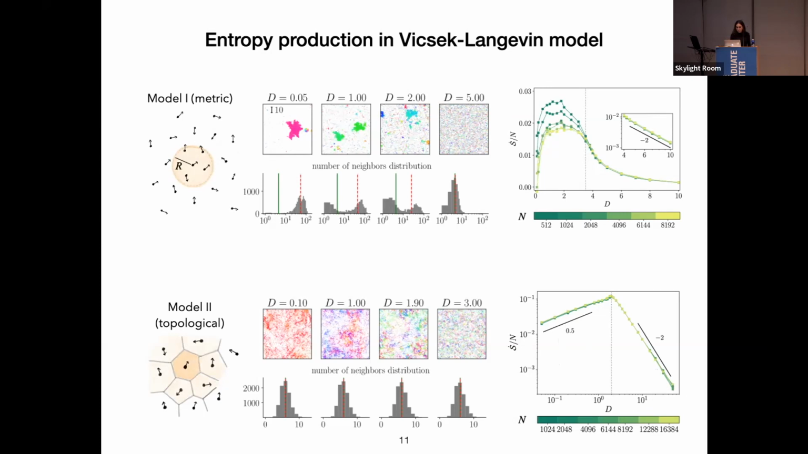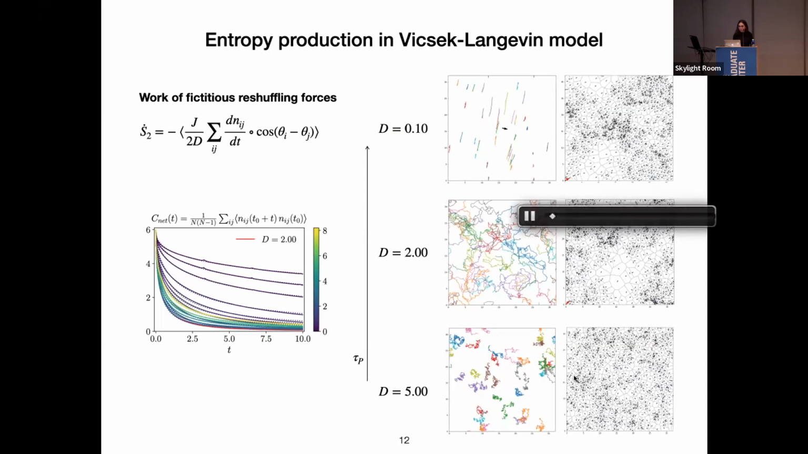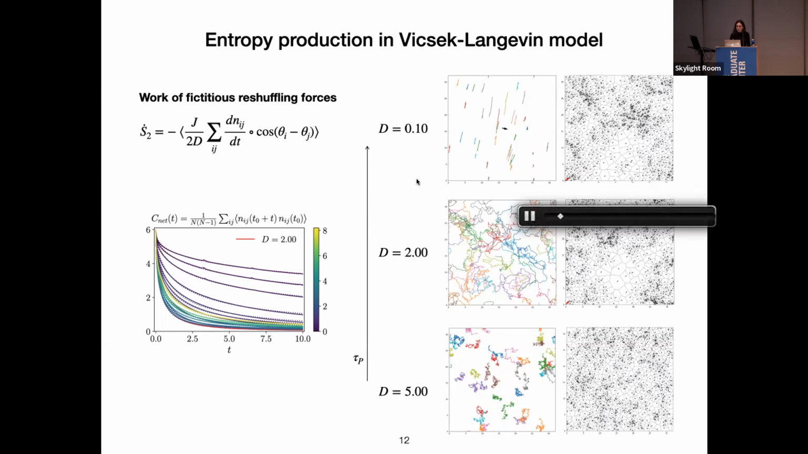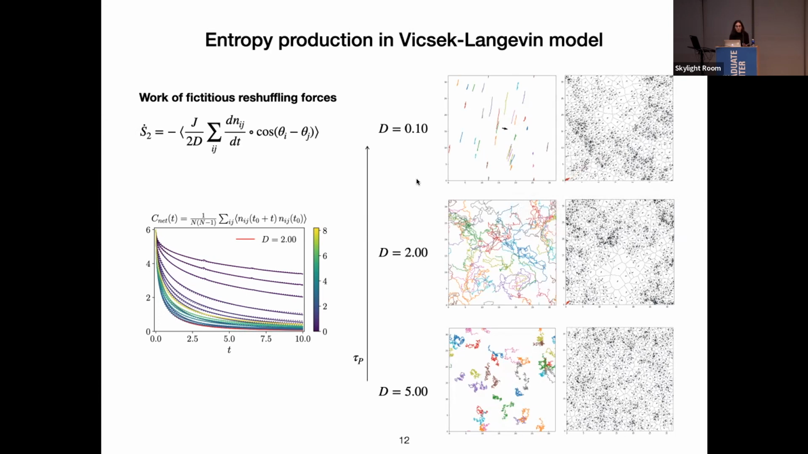So this is easy to explain if we recall the second expression for the entropy production rate, because this was interpreted as the work of reshuffling forces, and reshuffling is maximal at the transition point. On the contrary, if we are in the deeply ordered regime, reshuffling is suppressed by the presence of polar order because all the birds move in the same direction. There is just a little bit of transverse diffusion. And this suppression is faster than D.